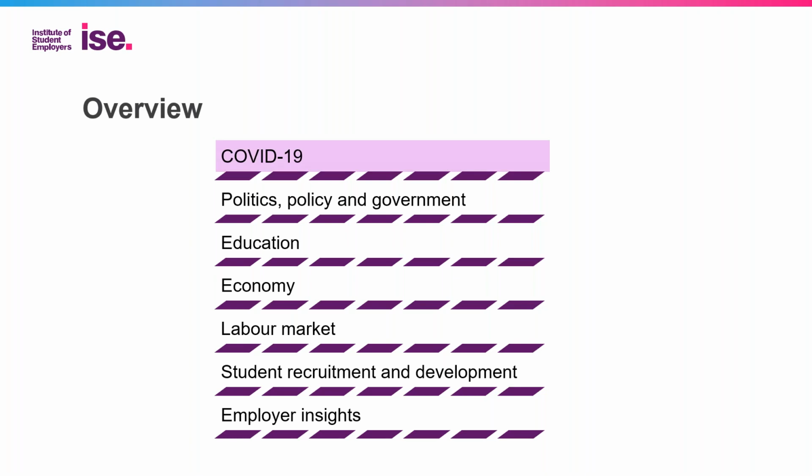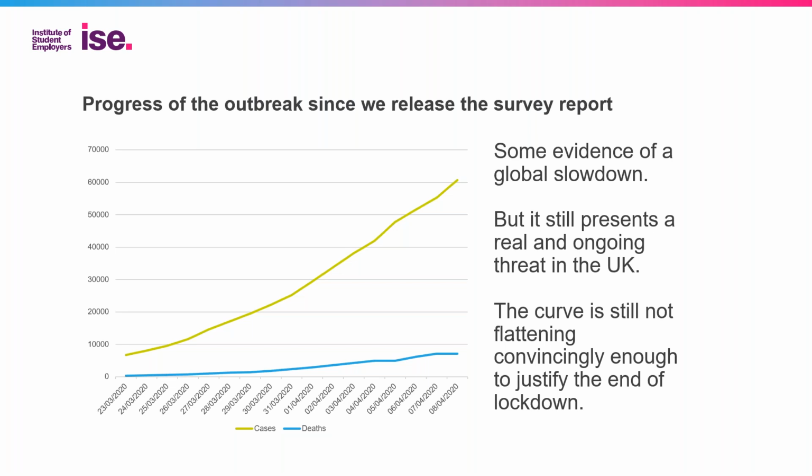Let's start with COVID-19. You will have seen lots of charts like this over the last few weeks, but this is the progress of the outbreak since we released our research. What we can see is a really steady upward movement in the number of cases and the number of deaths. While there is some evidence of a global slowdown, with the coronavirus progressing through the world slightly slower, it is still presenting a real and ongoing threat in the UK.